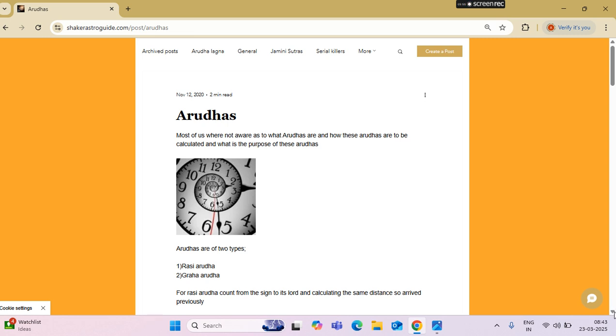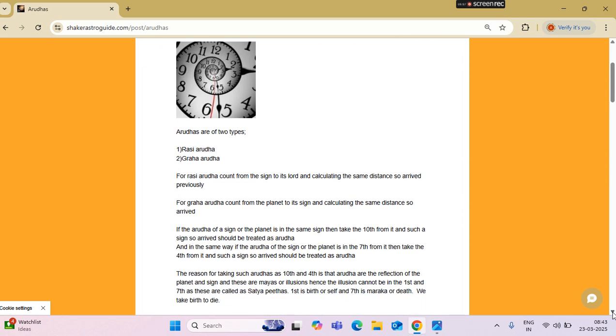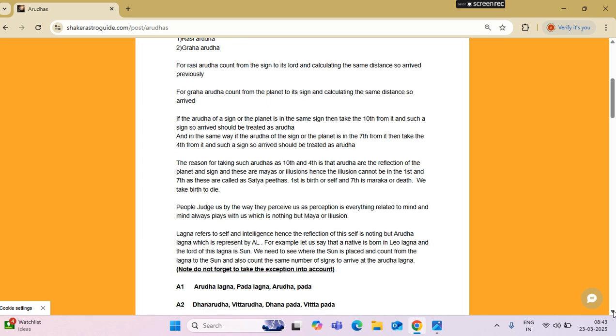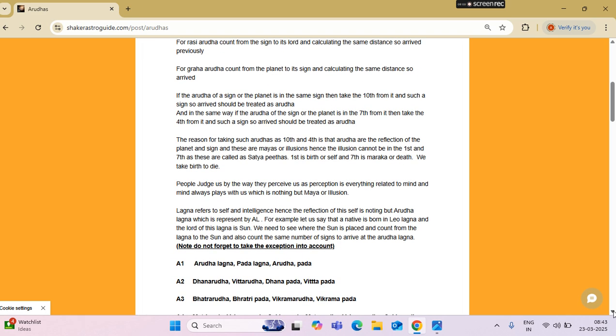There are two types of Arudha. One is Rashi Arudha, one is Graha Arudha. And I've given you the calculations to be done for us to calculate the Arudha and where it has to be placed. What is Arudha? Arudha is something which is rising.